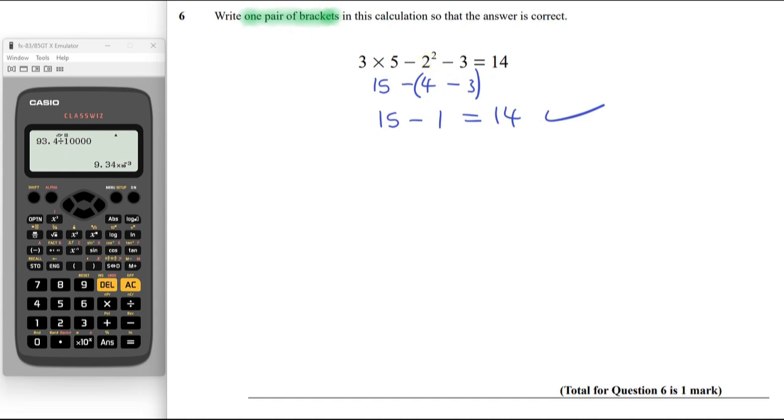So in our calculation, the 4 minus 3, that's just going to be this part here. Because 2 squared is 4, so 4 minus 3, if I put brackets around here, that is the same as this here. So we're going to have 15 minus this business, which simplifies to 1, and 15 minus 1 is 14. So this would be my answer. I've just put an arrow here. This is where my brackets would go.